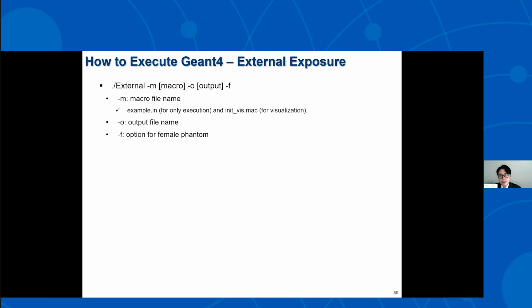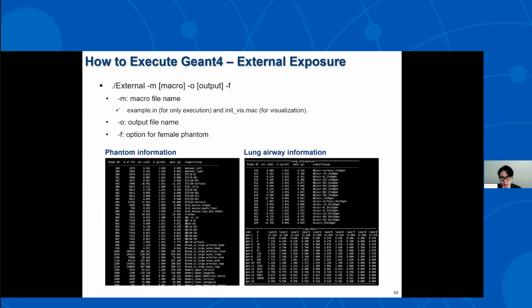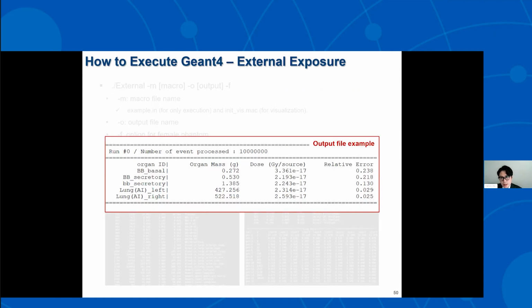As I said before, most of the file structure is the same as the GM4 input examples, so the compiling and executing process is the same. After we run these files, the lung airway information is output along with the phantom information, and we can get the mean absorbed dose for target regions of lung airways, such as large BBs and small BBs.